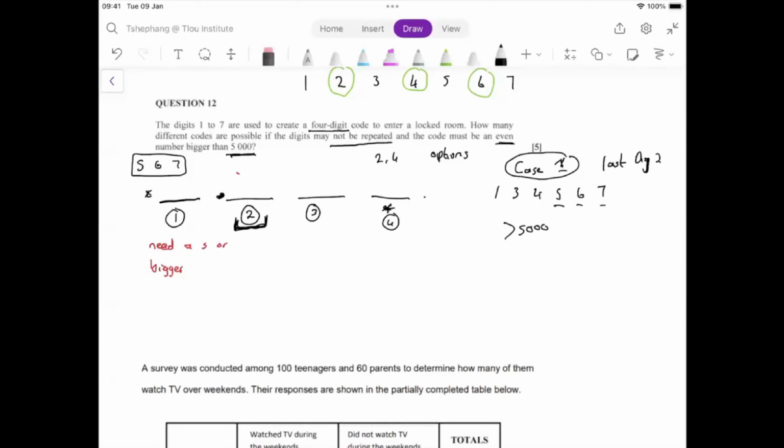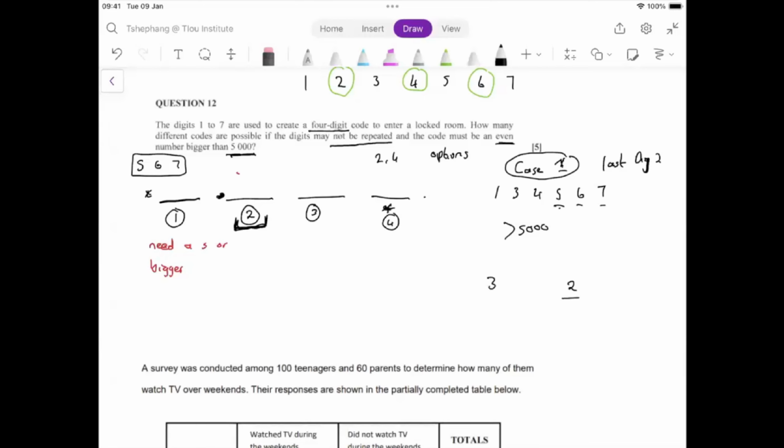So this means we either have what? We have the last digit being 2, and then we can only pick 5, 6, and 7. Those are the 3 options that we can pick. Right. Now we need to check.